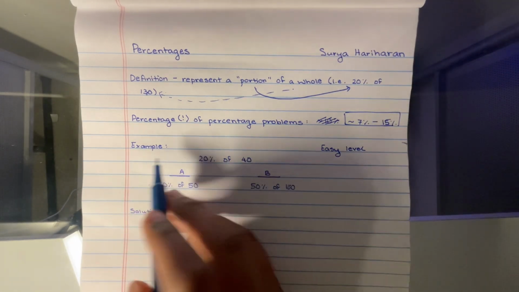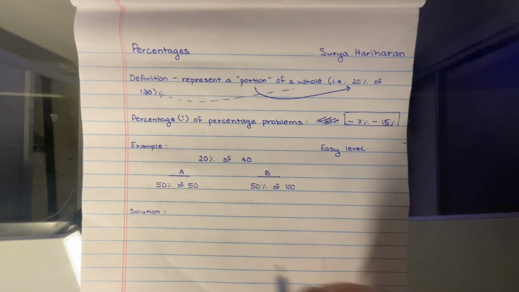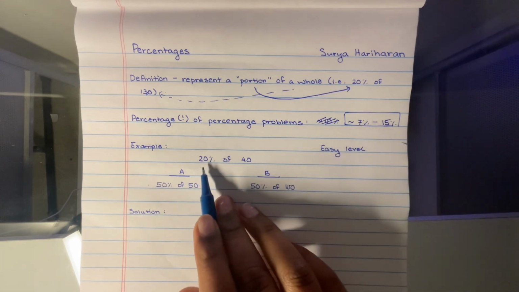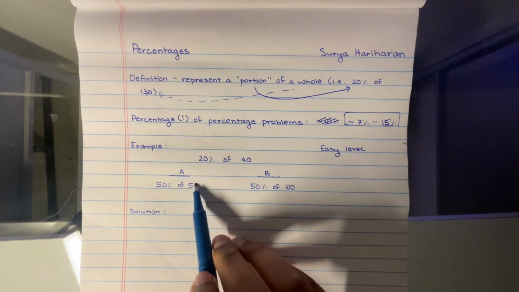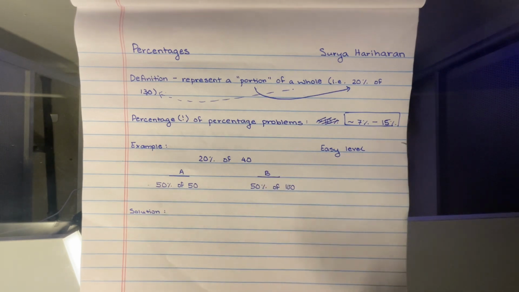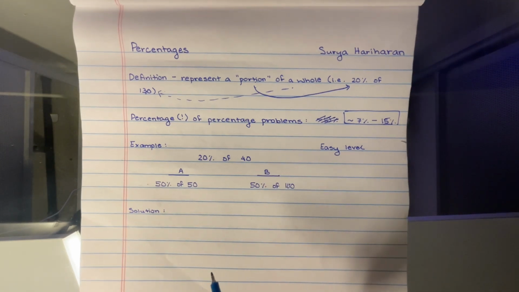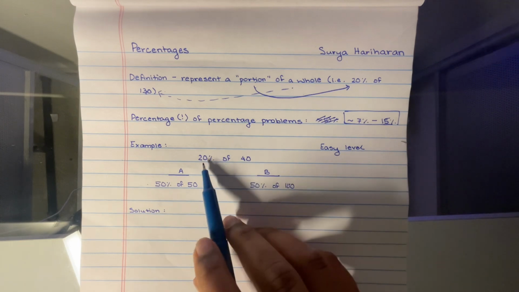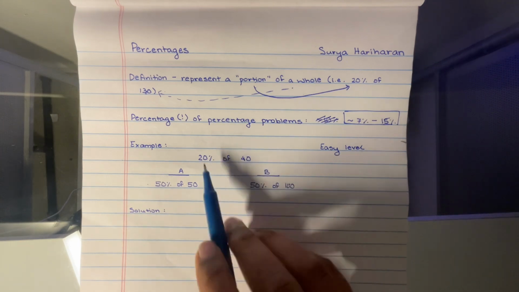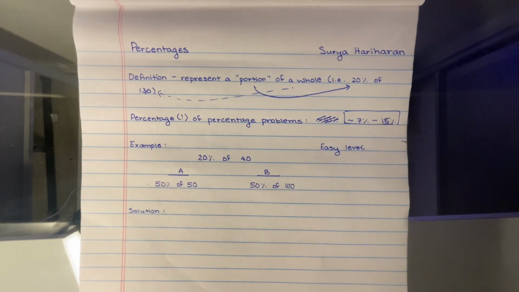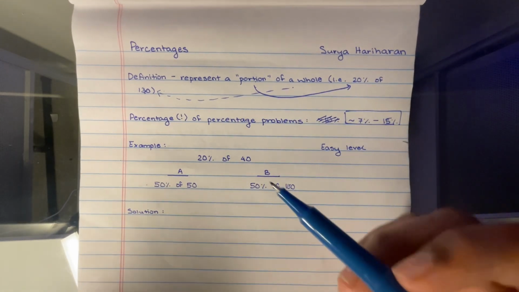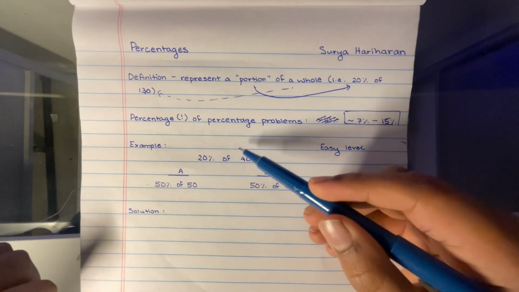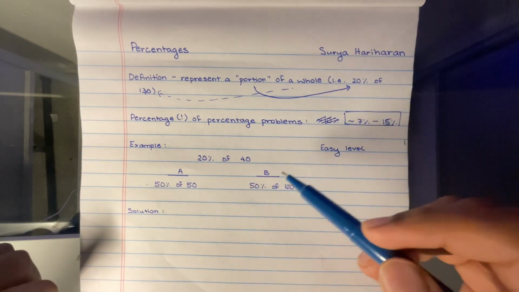So here's a quick example. This is an easy level example. We're given 20% of 40 as our background info. For A, we have 50% of 50, and for B, we have 50% of 100. As soon as you see this, you can tell that this doesn't even correlate to any of this. And the reason I put this as an example is because most of the time on the test, you'll have background info that doesn't even relate to A and B.